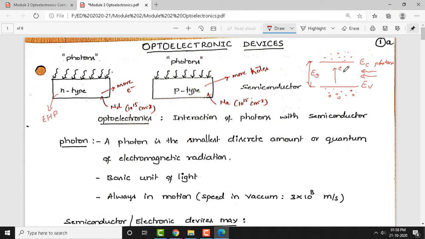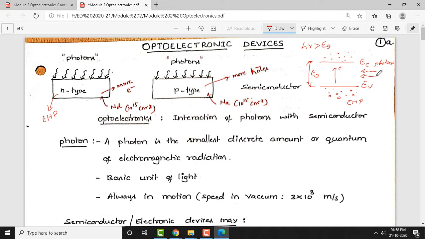That's why these pairs are called EHP, electron hole pairs. For every electron you see here, there is a corresponding hole here. So this process is called the electron hole pairing process, EHP for short. Here the energy of the photon, let us call it h into nu, should be greater than the band gap energy. Only then will the electron be able to move from the valence band to the conduction band, otherwise it cannot move.